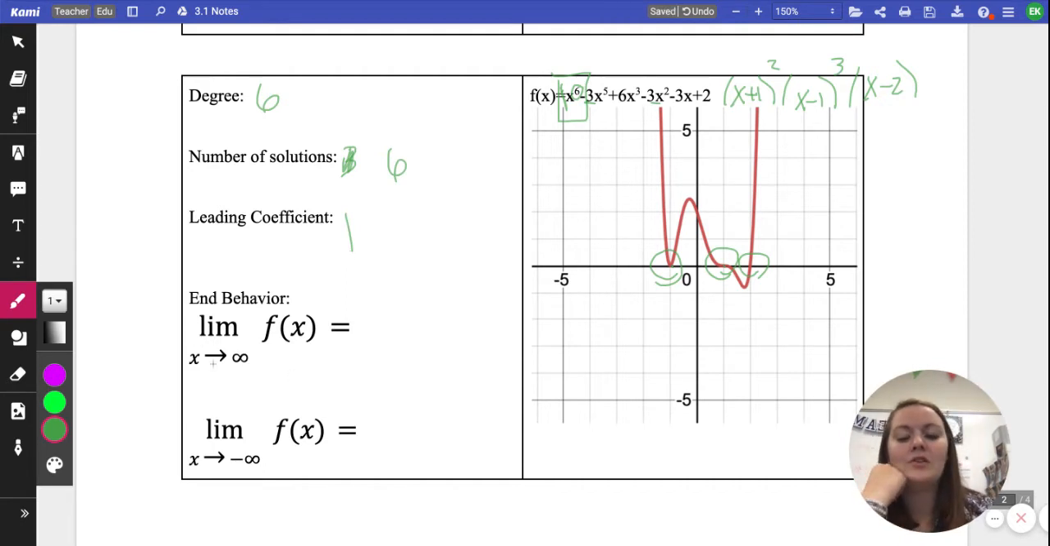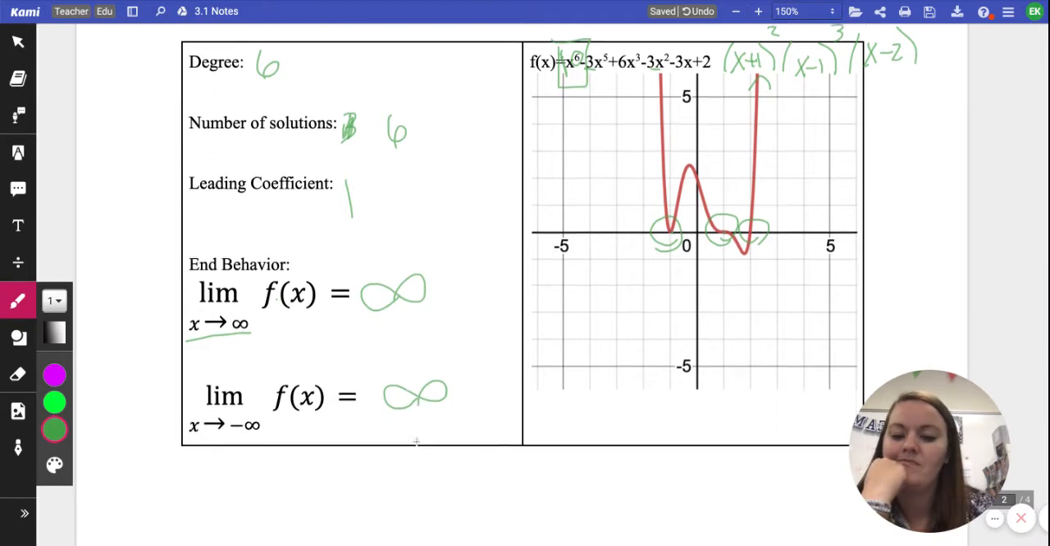Let's look at the end behavior. What happens to y as x gets really big? As I'm plugging in x numbers, they're getting really big, y goes up. So this goes to infinity. What happens when I plug in x numbers that are really small this way? Y still goes up. It goes to positive infinity.